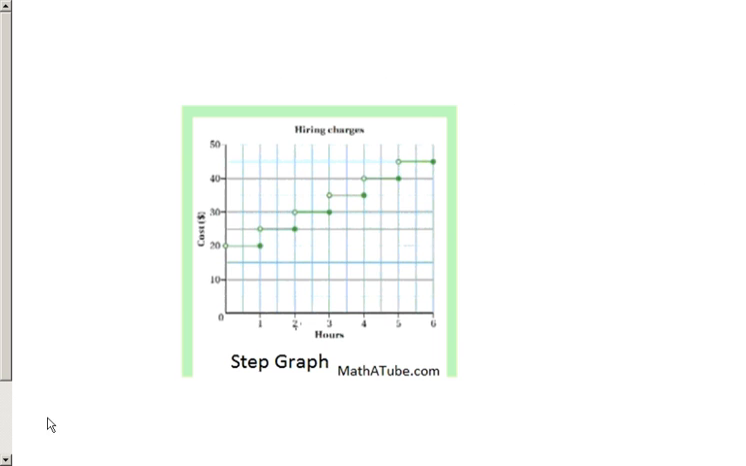So here's an example of a step graph. Like our other graphs, it has a title and it has information on the horizontal and the vertical axis. It has labels. So the title of this graph is hiring charges. The horizontal axis represents hours, the hours that you hire someone, and the vertical axis represents cost, how much it costs to hire someone for that amount of time.